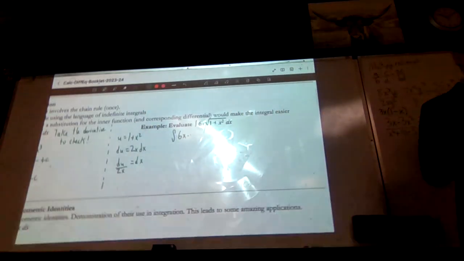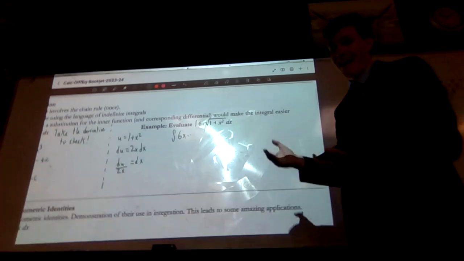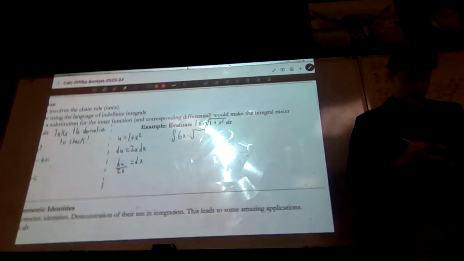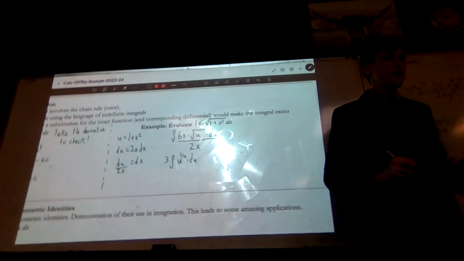I know that's the integral. When you do this, the hardest part is that you're doing derivatives and integrals at the same time, and that can always mess you up. Okay? So, we have the square root of u here, and we have 6x times the square root of u, times du, divided by 2x, which is going to give me 3, or you can put it on the outside, 3 root u, or u to the power of 1/2 times du.